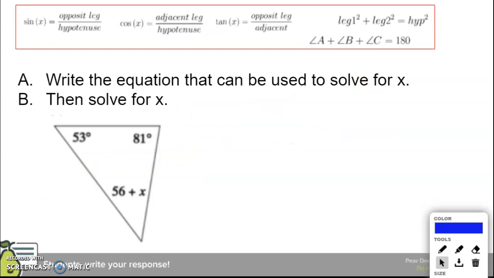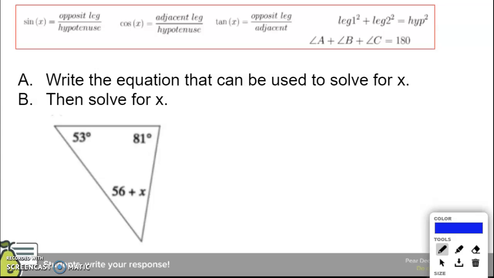And the final question: write the equation that can be used to solve for x, then solve for x. Okay, so what do we know? We are given one angle, two angles, and a third angle. Well, we don't know any of the side lengths, so we can't use any of the trig functions. We cannot use the Pythagorean theorem, but we do know the triangle angle sum. We know that in any triangle, the interior angles must add up to 180 degrees.